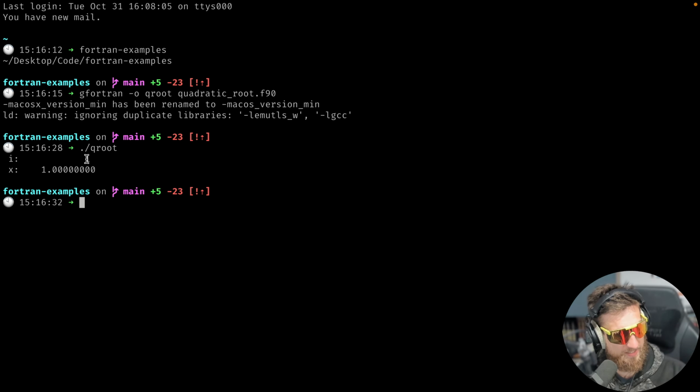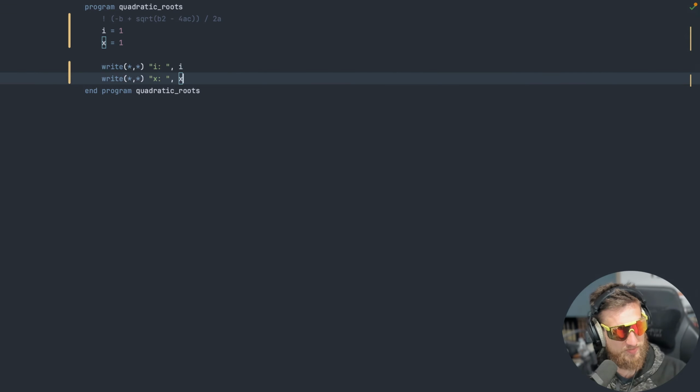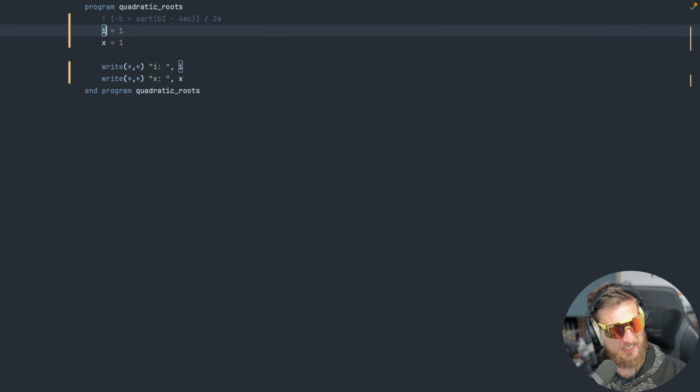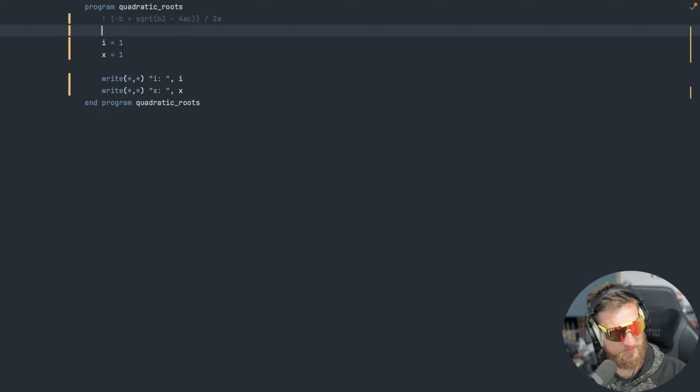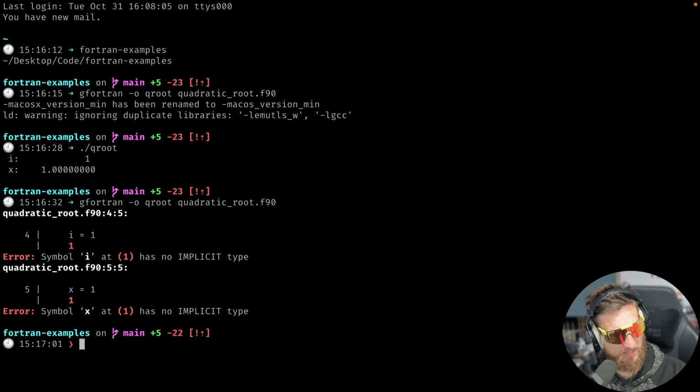You see how i is 1, the integer, and x is 1, the float. That's because in Fortran, i, j, k are implicitly integers, just because they're commonly used as loop counters, and anything else is floating point. There might be some that are implicitly strings too, but it doesn't matter because I basically never use it. If I try and compile this program now with implicit none, it should fail. Yes, we get compiler errors saying we have no implicit type for i and x.